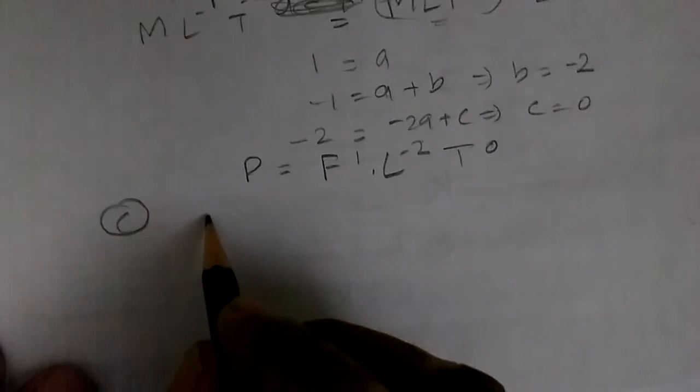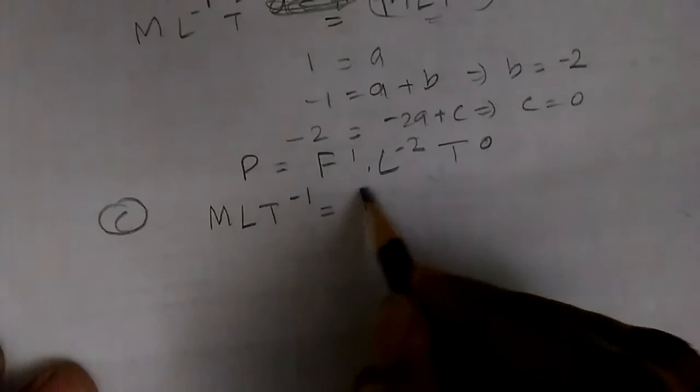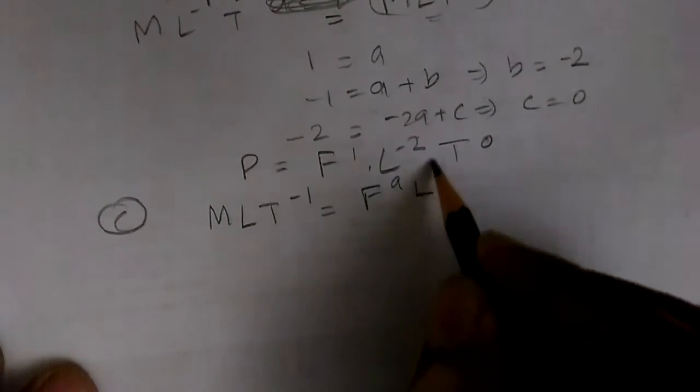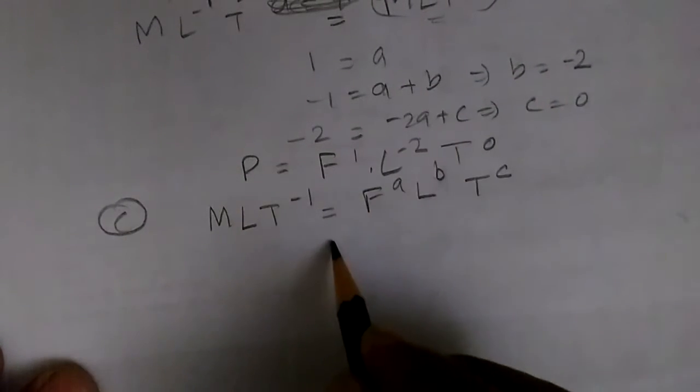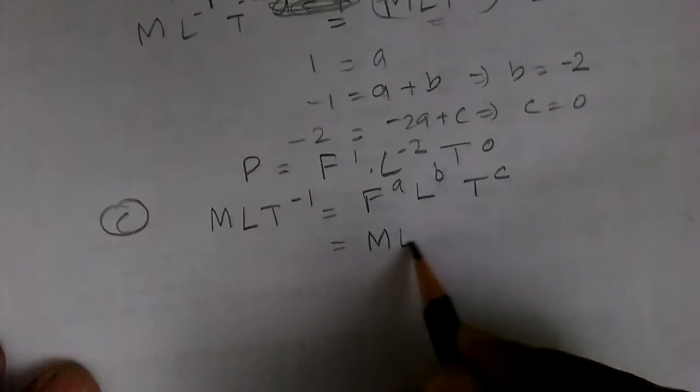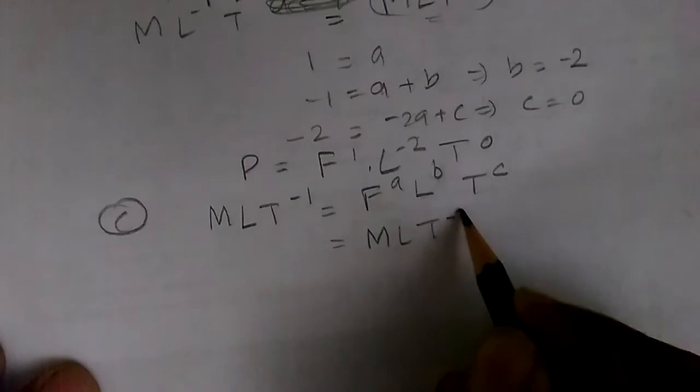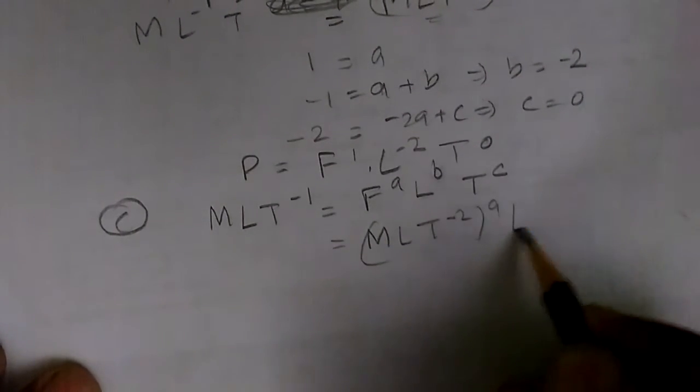C says momentum is defined as mass into velocity, MLT to the power minus 1. This is our momentum, and we need it to be equal to force to the power a, length to the power b, and time to the power c, where force is MLT to the power minus 2, mass into acceleration, whole to the power a, L to the power b, T to the power c, which is equal to MLT to the power minus 1.